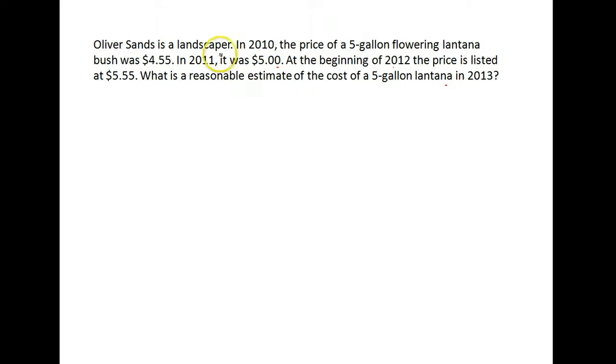So we're assuming, notice the price is going up each time. It started at $4.55, it went up to $5. From there it went up to $5.55. Okay, we notice it's going up each time. There's a little bit of a pattern. So it goes from $4.55 to $5, and from that to $5.55. Now our change isn't constant, which is why they ask us for a reasonable estimate.